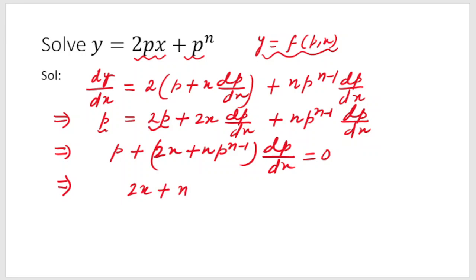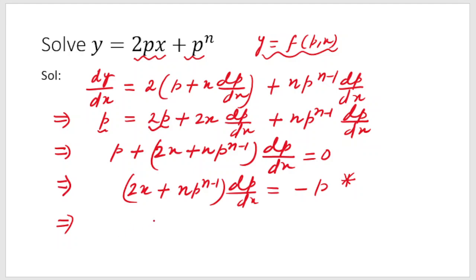I write 2x plus n p to the power n minus 1, into dp by dx, is equal to minus p. Now one thing I can do is take the whole thing to the right hand side, so I will get minus p by this whole expression, but that will not lead us anywhere. So what we can do, and this is a crucial step, so you need to pause and think about it.